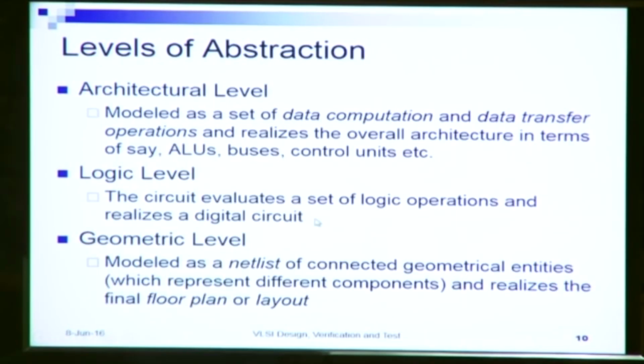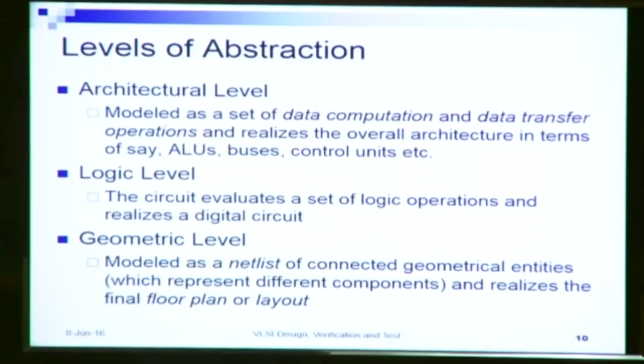So let us quickly now take a look at what these basic levels or fundamental levels of abstraction are. The first is the architectural level of abstraction. At the architectural level, the circuit is modeled as a set of data computation and data transfer operations. This is the behavior or the function. The function is realized as a set of data computations because we have been able to represent it as a program. Whatever computation we do in a program, basically the input data is transformed progressively to the output. So there is a data transfer logic within the program.